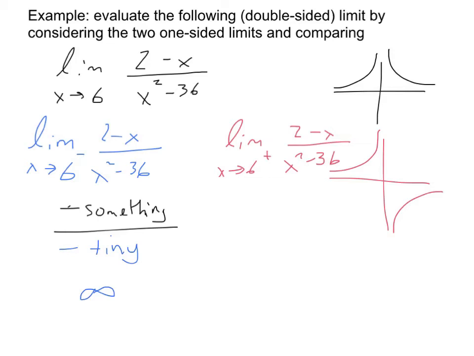And for the other one, when I substitute in something that is larger than 6, my numerator is still negative, but my denominator, when I substitute in something bigger than 6, is bigger than 36, so I'm going to end up with positive tiny in the denominator, which means this one will be negative infinity. Because these two limits are not the same infinities, this limit simply does not exist.